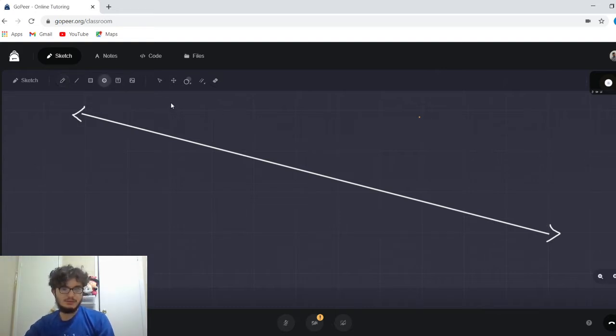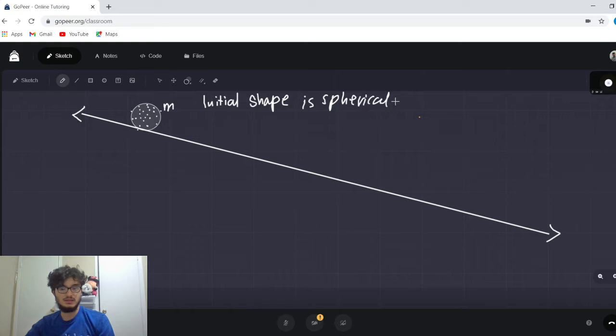And now suppose that there is a snowball of mass m. Let's say that this snowball of mass m is initially a spherical snowball. The initial shape is spherical. Let's say that the initial speed is 0 meters per second. The acceleration due to gravity is negative 9.8 meters per second squared.